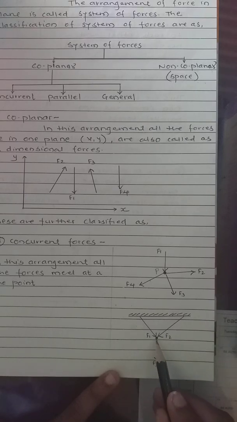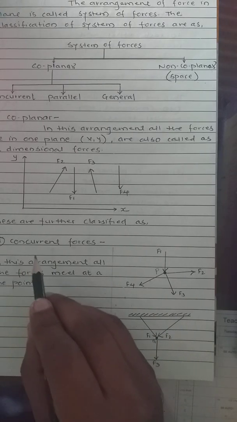Similarly, you can see another example. Let's say this point is point Q. There is F1 passing through Q, F2 also passing through Q, and F3 is also passing through Q. So these three forces are under a concurrent force system.